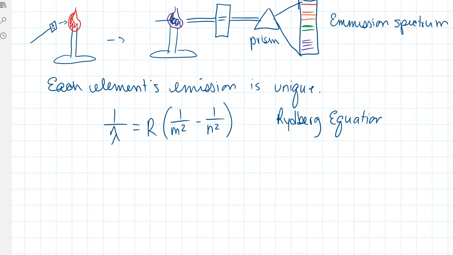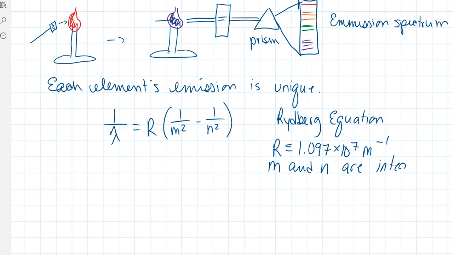And in this, there are a couple of important variables. The Rydberg constant, which is that capital R, is equal to 1.097 times 10 to the 7th inverse meters. He also noted that m and n are integers, so they had to be whole numbers, whether positive or negative. This was a breakthrough at the time because they couldn't figure out why each element's emission spectrum was so unique. This was the first breakthrough, the empirical observation based on the data.